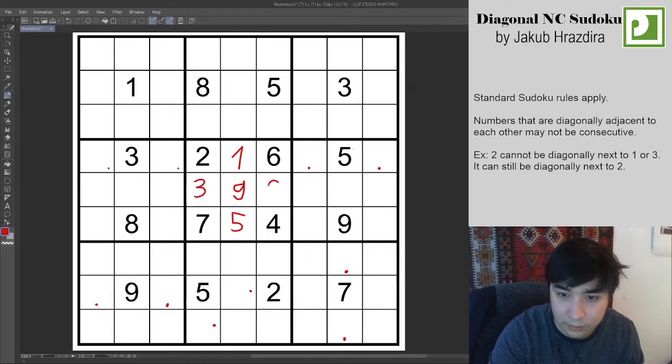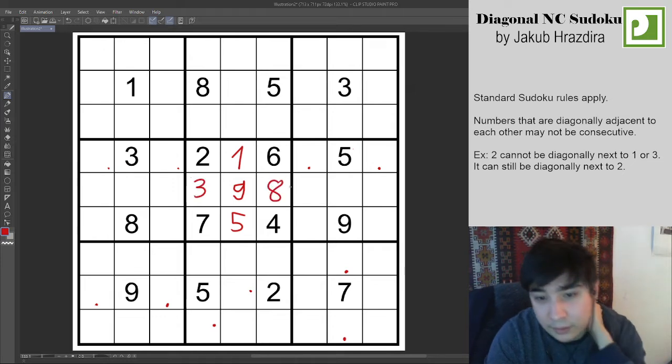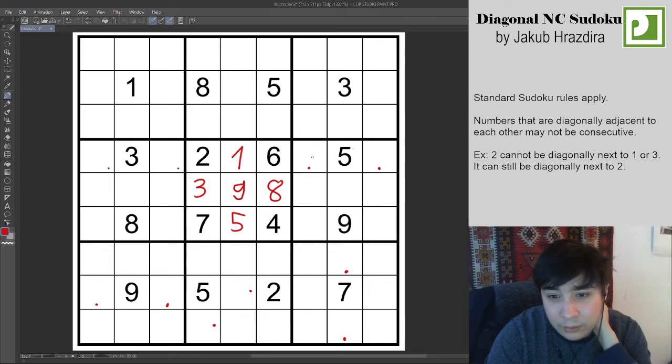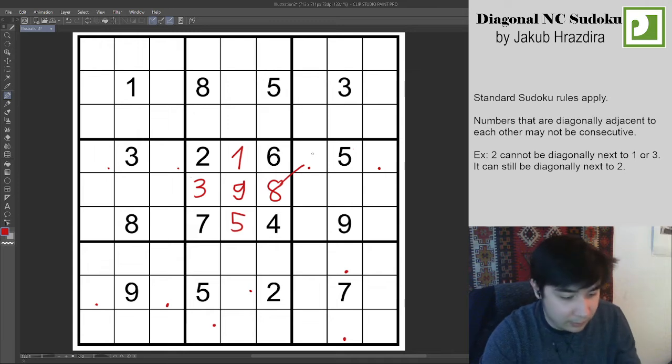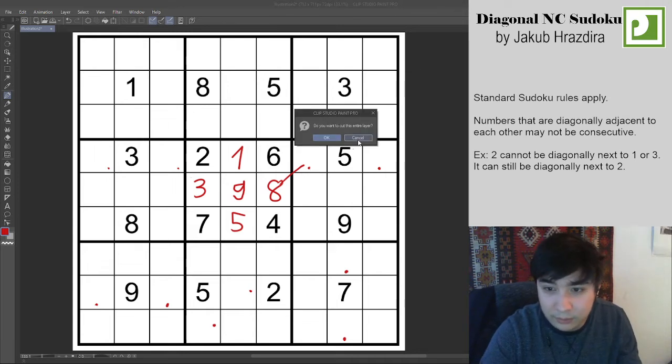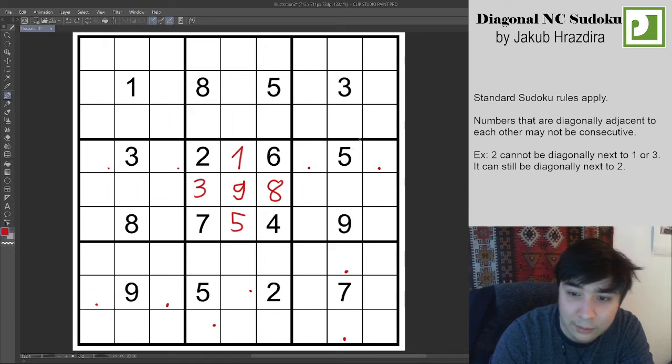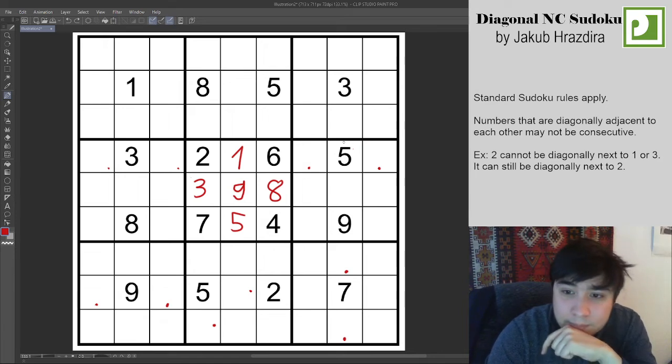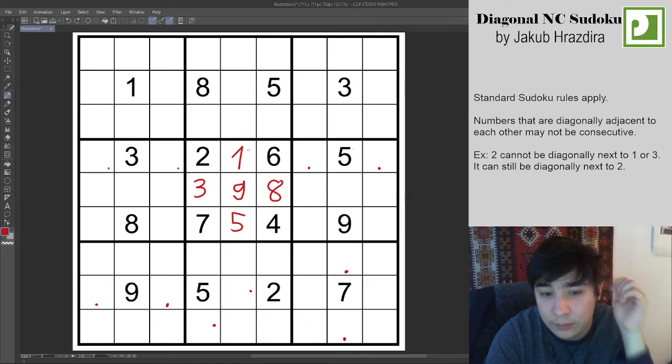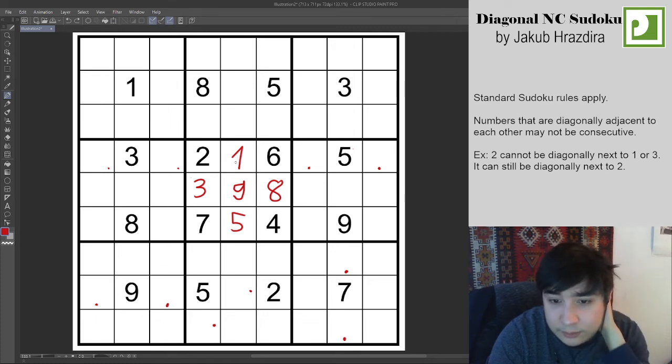That was quite the journey to get there, but we got there in the end. This doesn't resolve the 8 pencil marks because the 8 does not block another 8. Wait, whoops. That was supposed to be an undo. Right. 1, 2, 3. We're missing a 4 and a 7 in this row. That's not really giving us a lot.